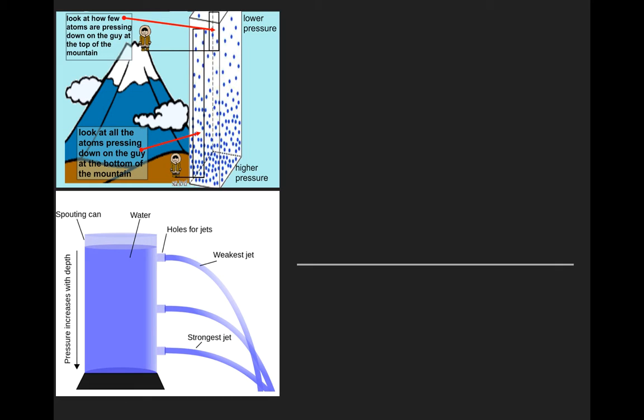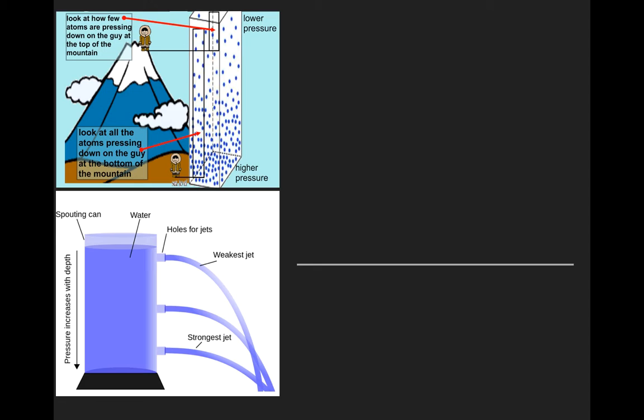Now, there are consequences of that. For example, when someone climbs up a mountain, they feel lightheaded, they have issues breathing, and so on and so forth. And again, partially that has to do with the density of the fluid, which is air in this case, decreasing as you get higher and higher.